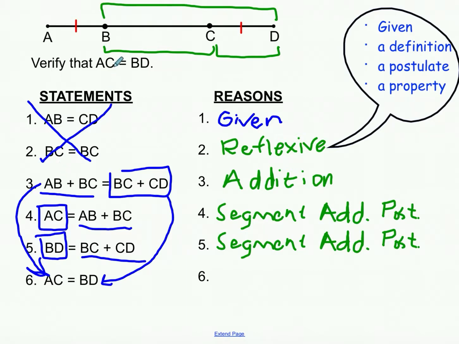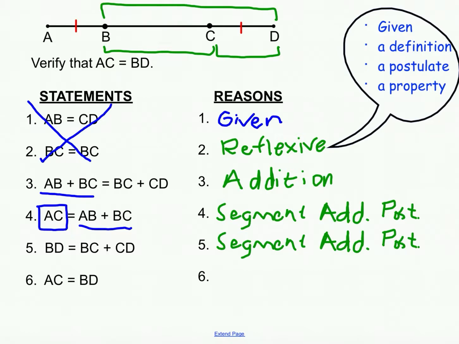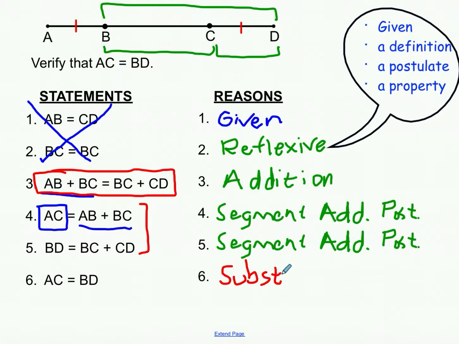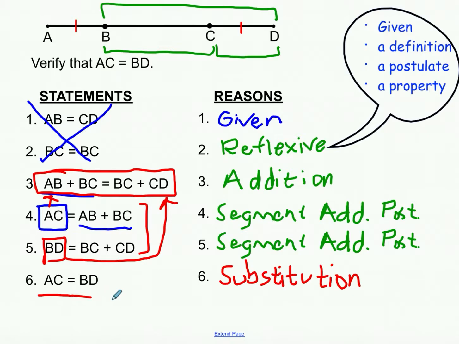So we actually took this statement right here, and on each side of this statement, because we were able to introduce these two truths, we substituted. We used substitution to substitute AC in for AB plus BC and BD in for BC plus CD, and that's how we got this. And so because we were able to do that mathematically and say why, we have a proof. We know for certain that AC equals BD.